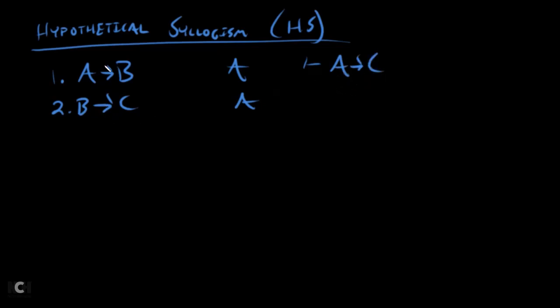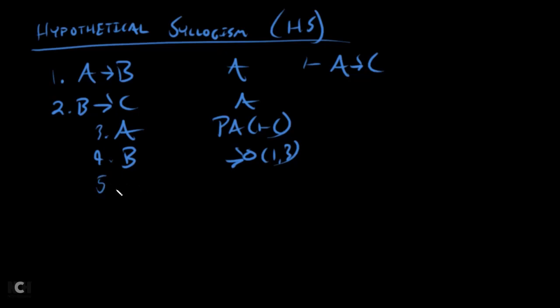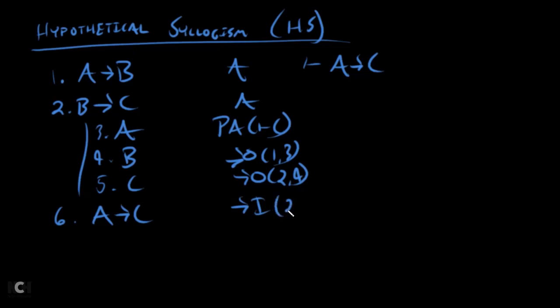So what we'd have to do before is an arrow in. We'd pop in an A here as a provisional assumption. We'd go after that right side, which is C. We'd get out B, arrow out 1 and 3. Then we'd be able to get out C, arrow out 2 and 4. And then we could go, yep, A arrow C, arrow in 3 through 5. Hypothetical syllogism allows us to do this much more quickly, immediately.